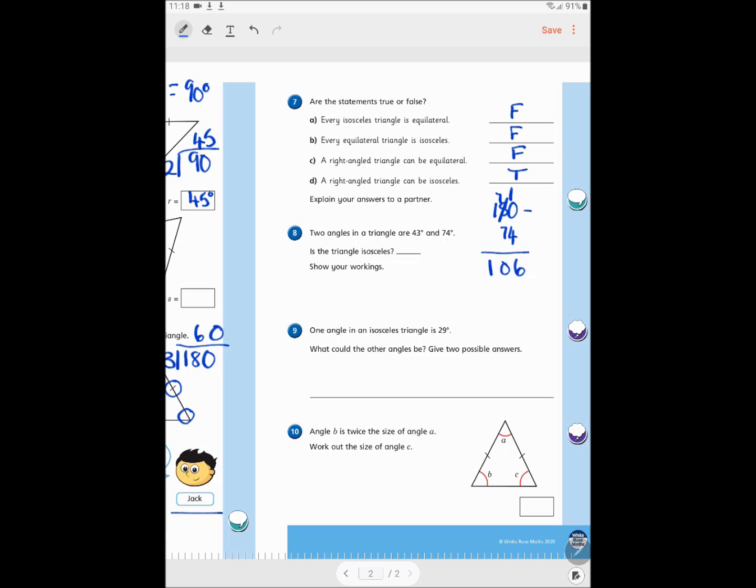Okay, so if I'm doing that, what am I left with? Well, I'm left with 106. So if I take 43 away from that, because that's the other figure I've been told, what am I left with? So 6 take away 3 gives me 3. And 0 take away 4 I can't do, so I'm going to exchange. 10 take away 4 gives me 6. So the other angle has to be 63 degrees. So therefore, it is not isosceles, because actually we've got 3 different angles. If it's got 3 different angles, it must be a scalene triangle.